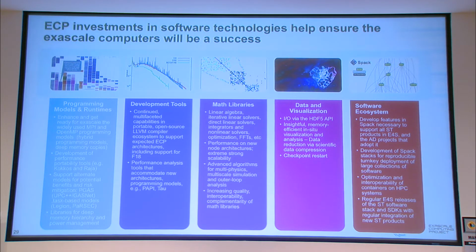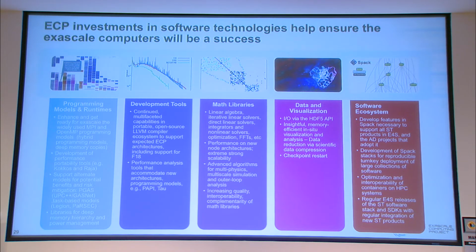In terms of development tools, again, looking at LLVM, the compiler and the ecosystem around LLVM, we have a lot of different technologies that are looking at that and focused on that and developing a community around that to support the ECP architectures, including support for F18 and the Flang compiler. And then performance analysis tools. I mentioned PAPI and TAU earlier, looking at the new architectures and the new programming models that are being developed and how can those tools help application developers understand the performance that they're seeing or the bugs that they're finding to make their development times faster.